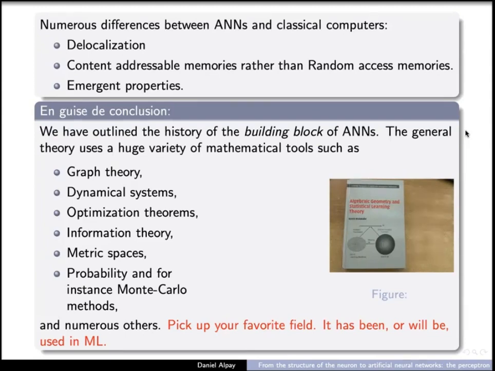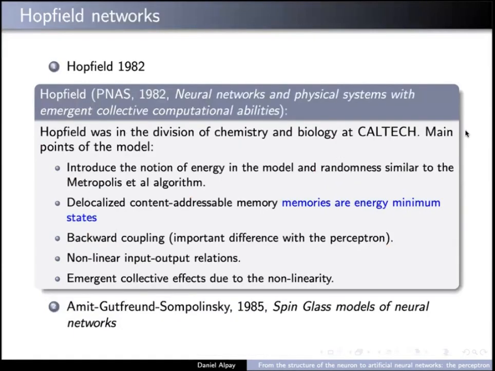I mentioned here things like graph theory, dynamical systems, metric spaces. You see here a paper, a book using algebraic geometry, and I would like to say that you pick your favorite math field. It has been used or will be used, really. So this is what I wanted to say. The last part I was a bit quick, but I would encourage you to go to the papers of Hopfield. These are really the main ideas behind Hopfield.